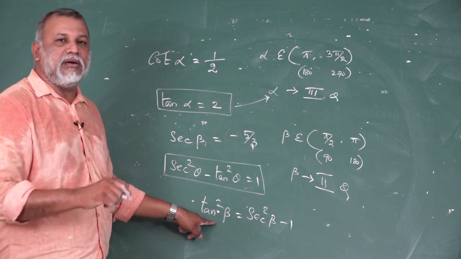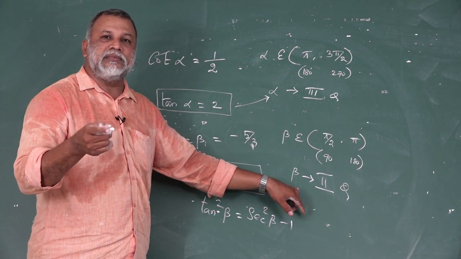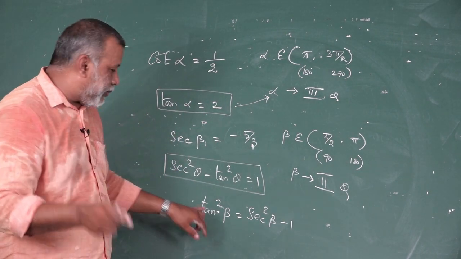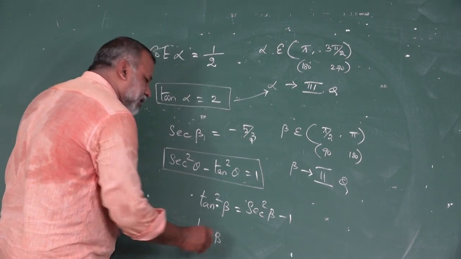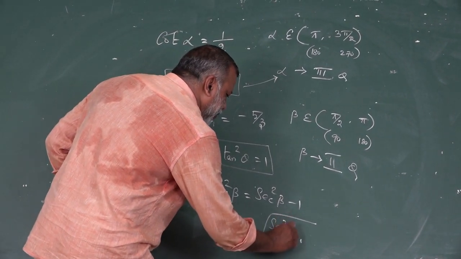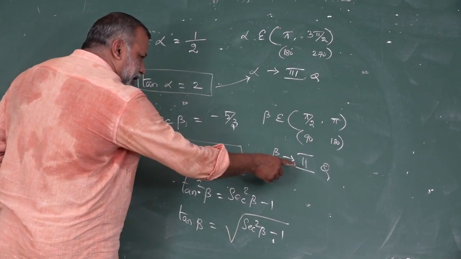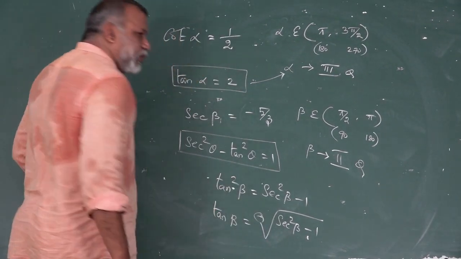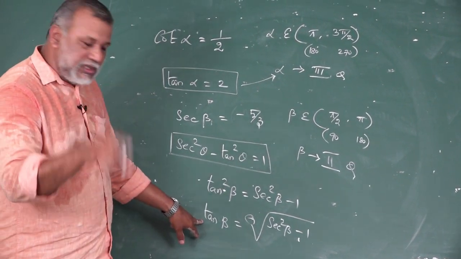Then we need tan beta, so take the square root. Tan beta equals plus or minus the square root of secant squared beta minus 1. Here beta lies in second quadrant, where tan is generally plus or minus, but here it gets negative. After this, we have tan alpha, and from this you are able to find tan beta.